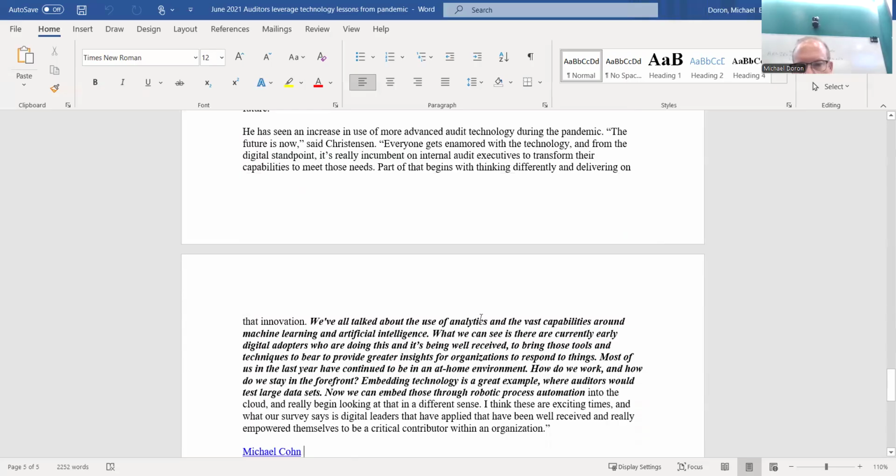We've all talked about the use of analytics and the vast capabilities around machine learning and artificial intelligence. What we can see is there are currently early digital adopters who are doing this, and it's being well received to bring those tools and techniques to bear to provide greater insights for organizations to respond to things. Most of us in the last year have continued to be in an at home environment. How do we work and how do we stay in the forefront? Embedding technology is a great example where auditors would test large data sets. Now we can embed those through robotic process automation, RPA.